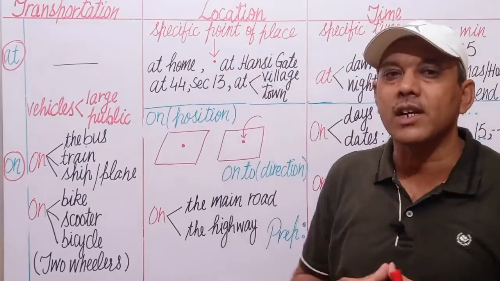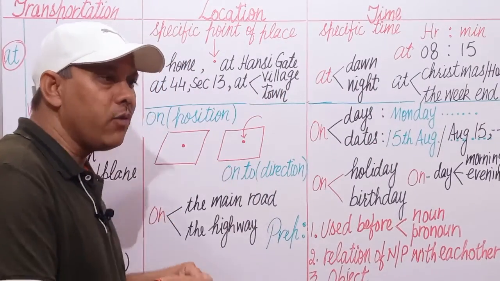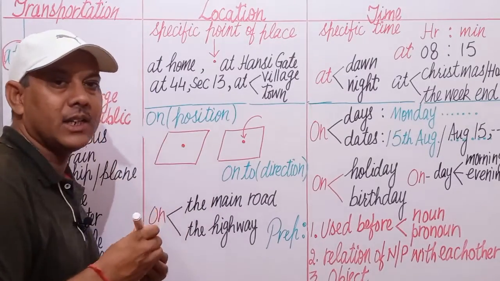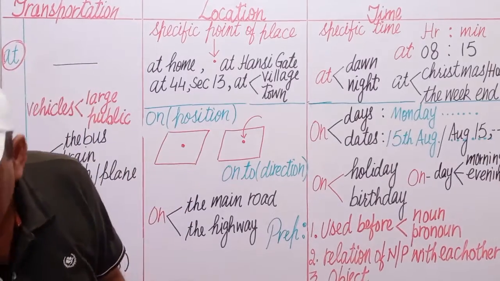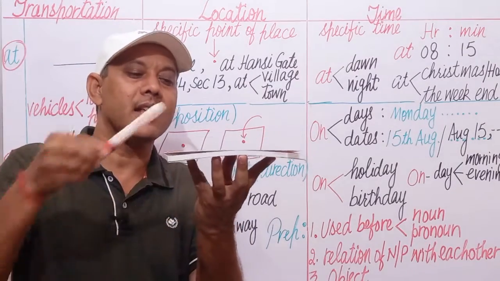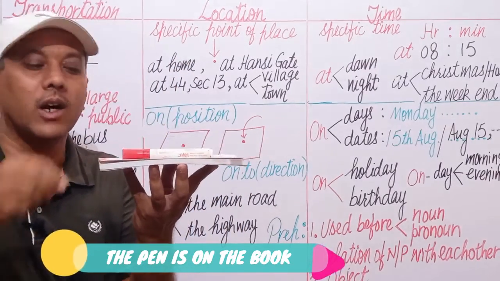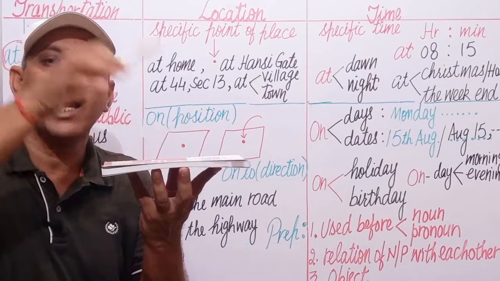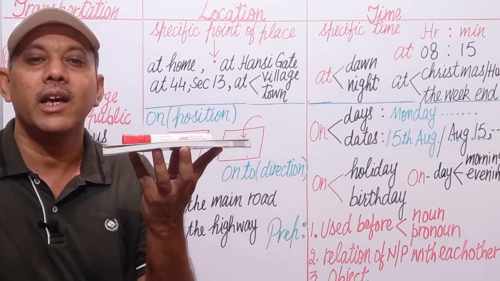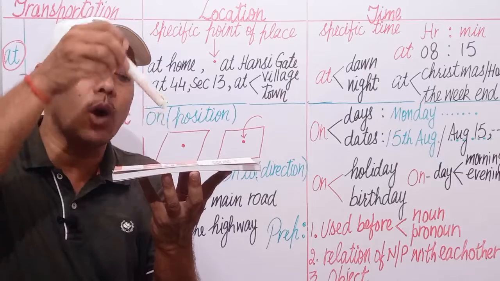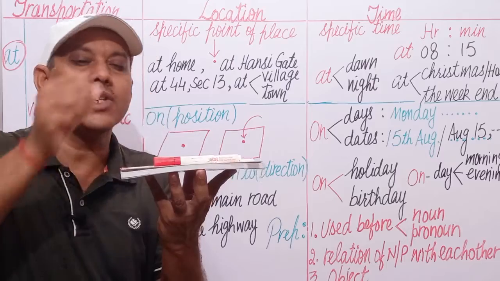In case of location, we use on for a surface. When we are on a specific surface, then we use on. For position, for example, this is a book and this is a pen. Where is the pen? The pen is on the book, because the upper surface of this book and the lower surface of this pen are in touch with each other. In this way, when something is on the surface of something, then we use on in a position.